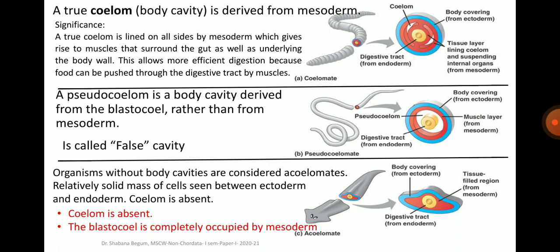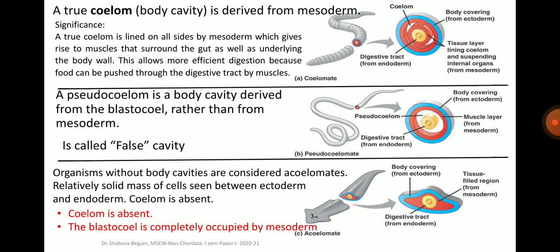The second diagram is of a roundworm, which is a pseudocoelomate, along with its section, also depicted in this slide, where a pseudocoelom is a body cavity derived from blastocoel rather than from mesoderm. Finally, in the third diagram, a planarian is shown along with its section.